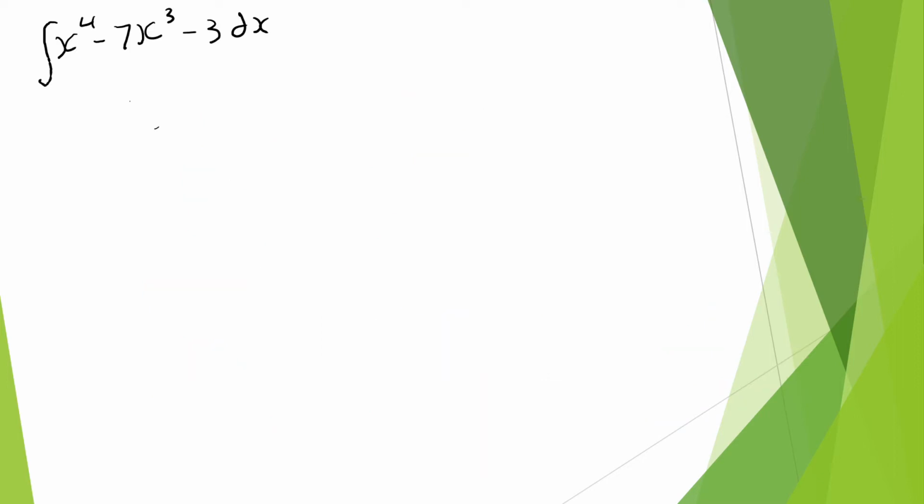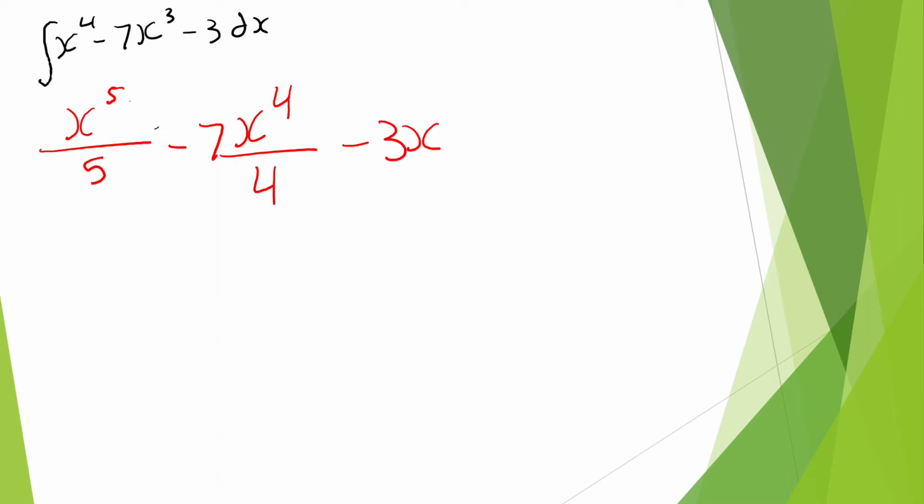Let's take some examples. In this one, we're integrating, so we add 1 to the power and divide by the new power, minus, add 1 to the power and divide by the new power, minus the integration of a constant, which is 3x plus c. You can simplify, or leave it as it is.